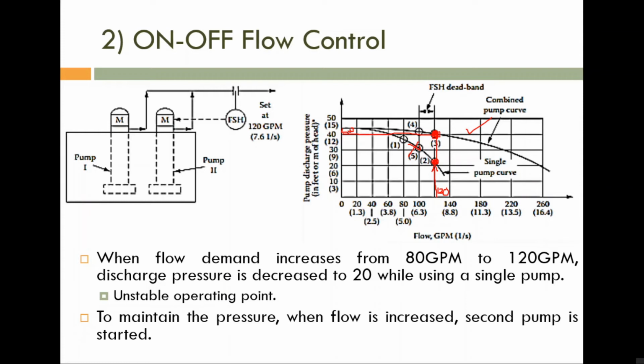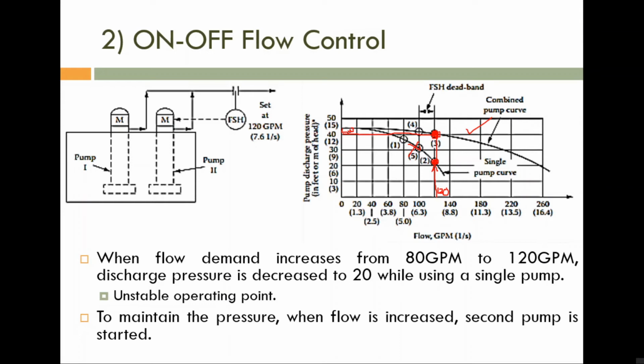So in order to overcome that, by using the flow switch high FSH, where the set point is 120 GPM, the second pump is also started, where the second pump is working parallel to the first pump. If a pump is working parallel to the primary pump, the pump curve is shifted to right side. So the flow demand is again 120 GPM. So what is happening to the pressure?